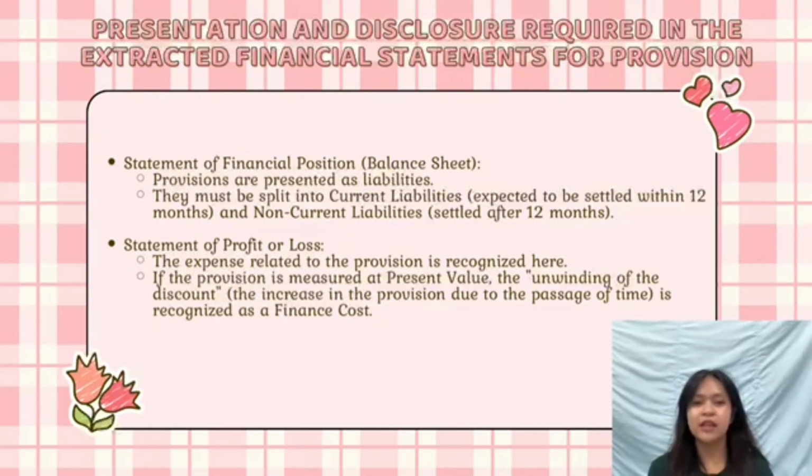Next, statement of profit or loss. The expense related to the provision is recognized here. If the provision is measured at present value, the unwinding of the discount, the increase in the provision due to the passage of time, is recognized as a financial cost.